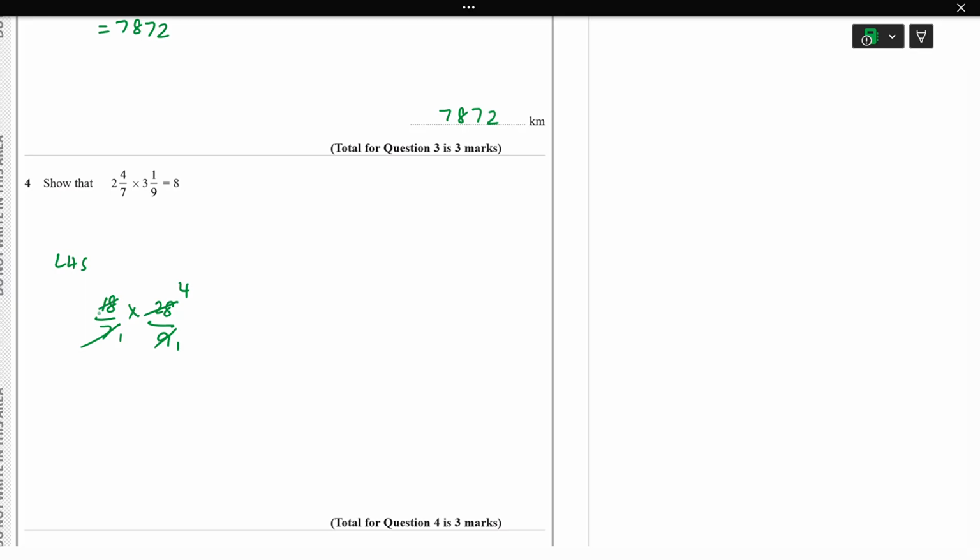Same, 1 9, 2 9s are 18. So which is 2 times 4, the answer is going to be 8. So we got the required answer. This is our RHS, so we proved.